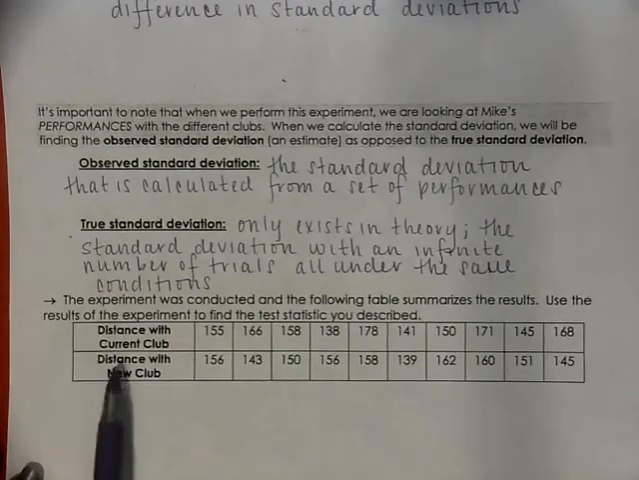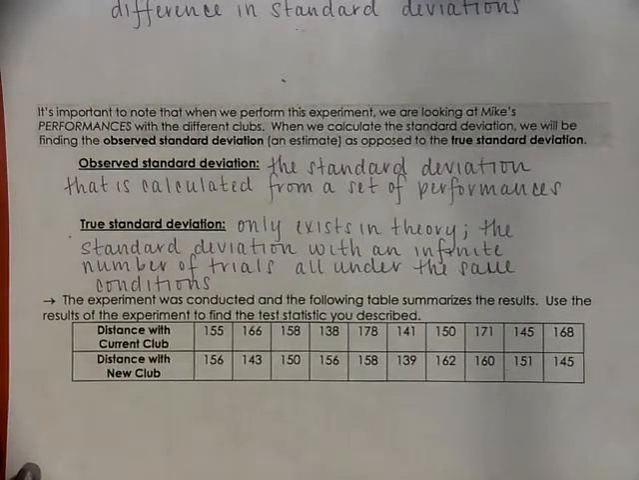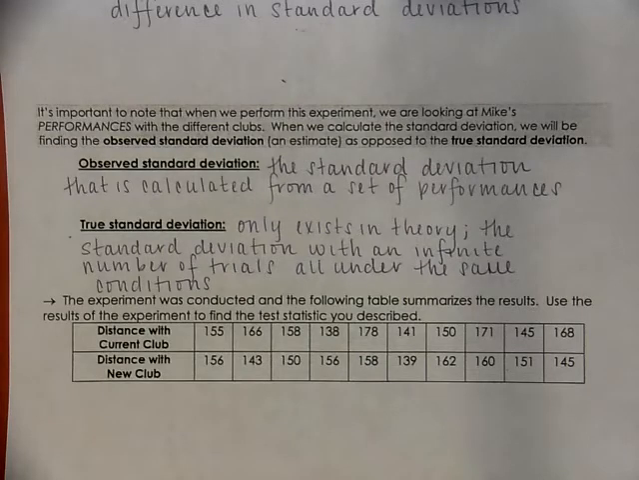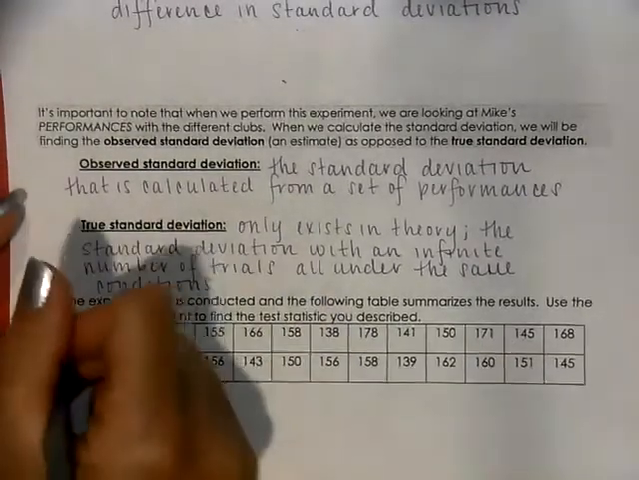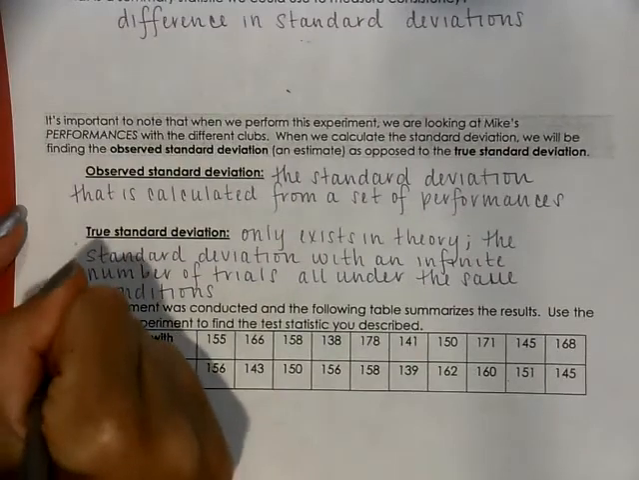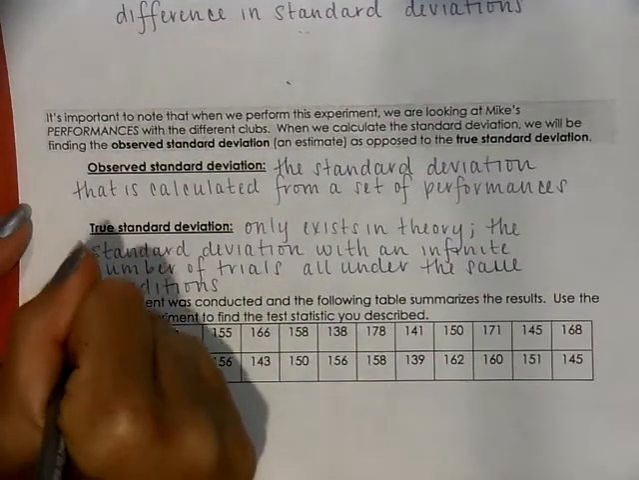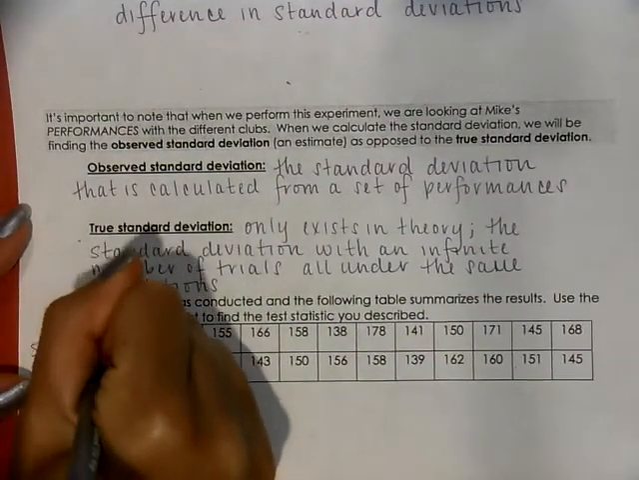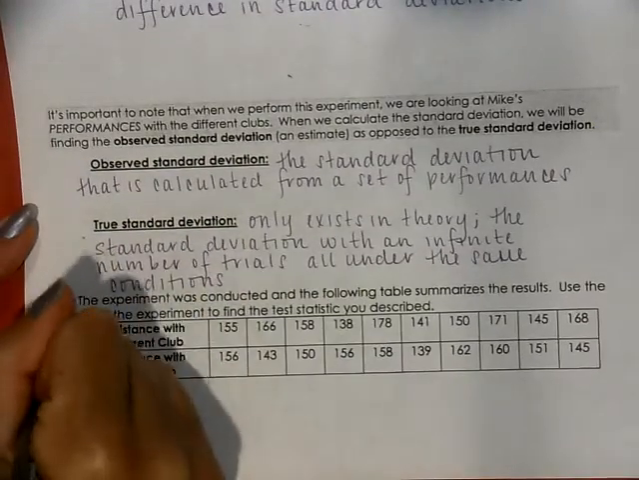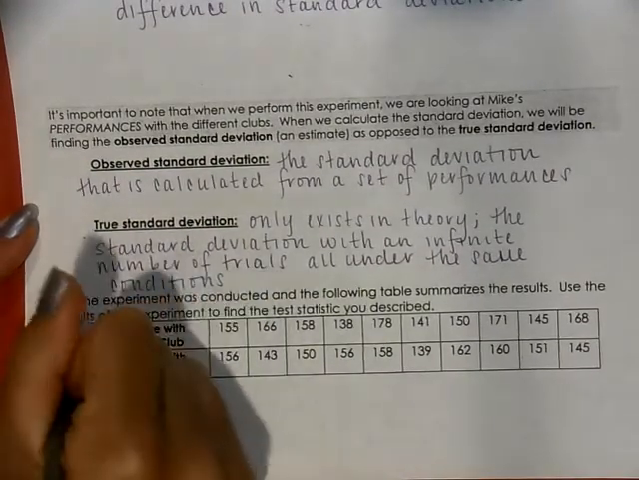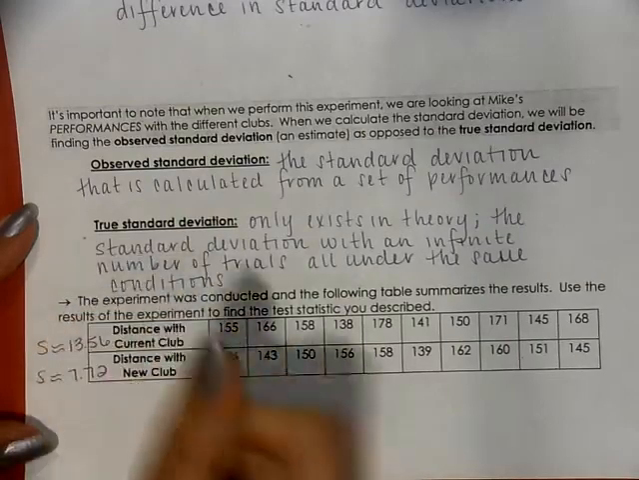So you can take a second if you want and pause the video and go ahead and calculate the standard deviation to the nearest hundredth. So that's 2 decimal places. So the standard deviation with the current club, I got to be about 13.56, and the standard deviation with the new club was about 7.72.